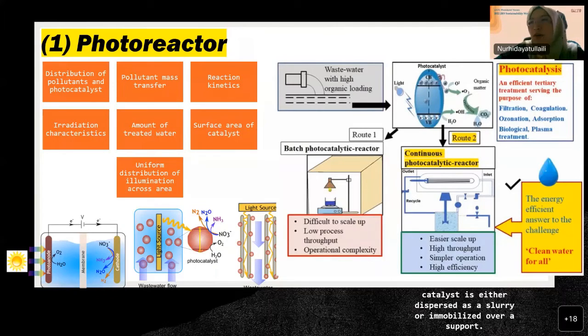The first one is the distribution of the pollutant and the photocatalyst. You have to make sure that there is maximum interaction between these two, the pollutant and the photocatalyst. The pollutant can be completely absorbed by the catalyst at different concentration media. And also the pollutant mass transfer, how the pollutant is transferred onto the catalyst surface.